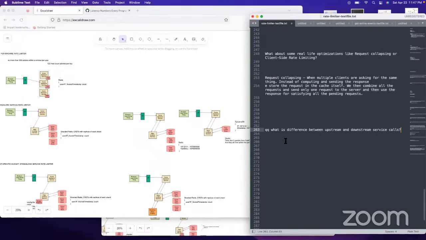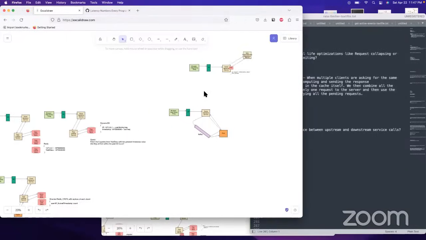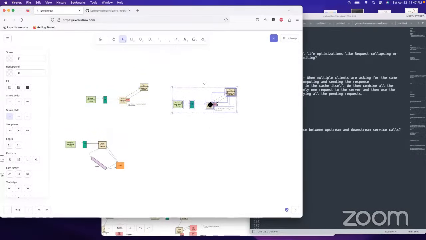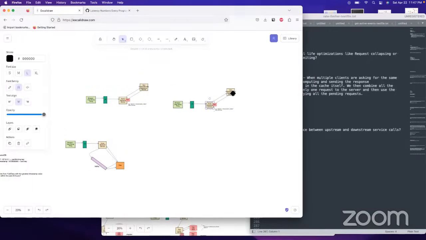What is the difference between upstream and downstream? So I can draw this one too. This one would be upstream from this one. This would be a downstream service. Actually, you can think of it in terms of data flow. So this one could sometimes be a downstream service. It kind of depends, but downstream is, if you're calling a service to retrieve data from it, that one is upstream of you.